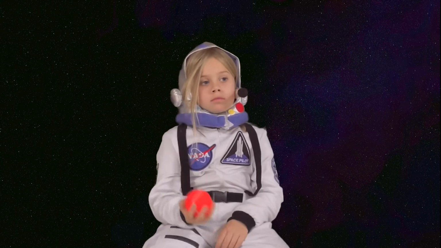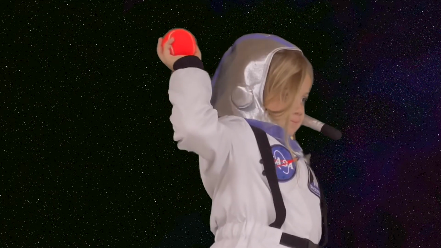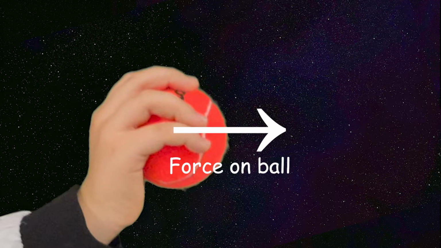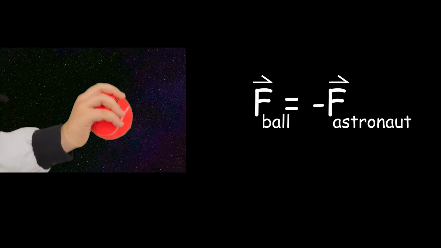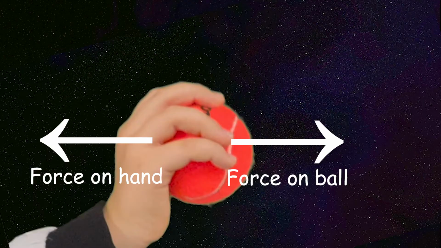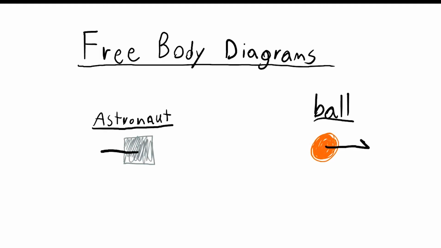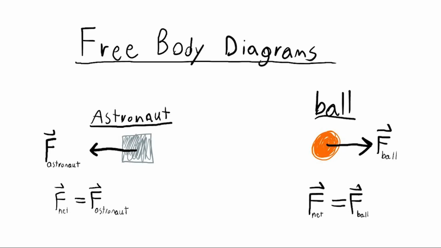Let's think about what this entails. To throw the ball, she must apply a force on the ball. But what does the ball do in response? We've learned that for every force, there's an equal and opposite reaction force. When she applies a force on the ball, the ball applies an equal and opposite force back onto her hand. If we look at the free body diagrams of each object, we see they both have one unopposed force acting on them. Therefore, they both have a non-zero net force. This means both objects will accelerate.